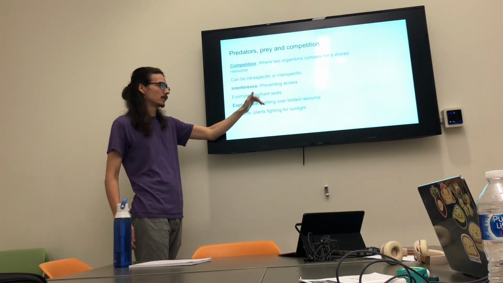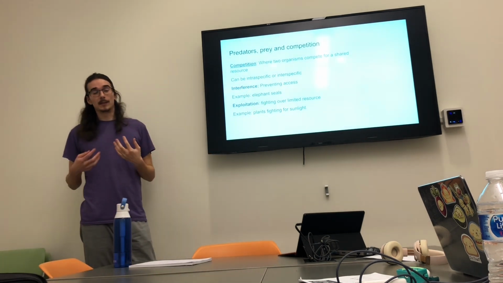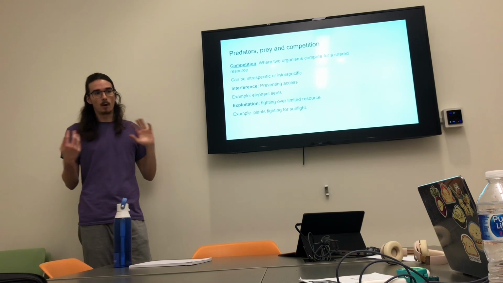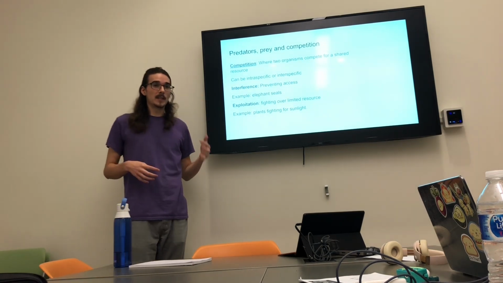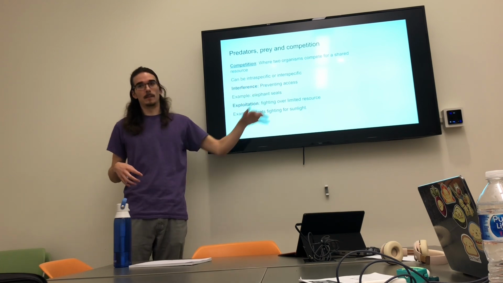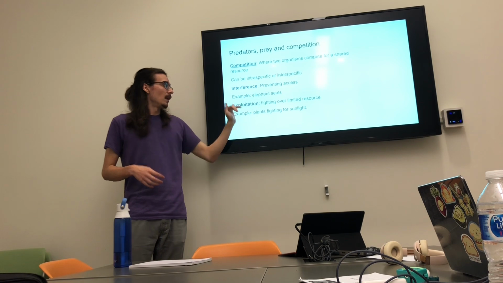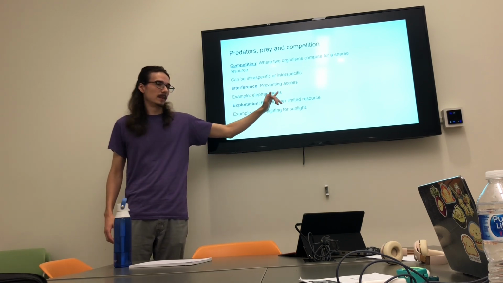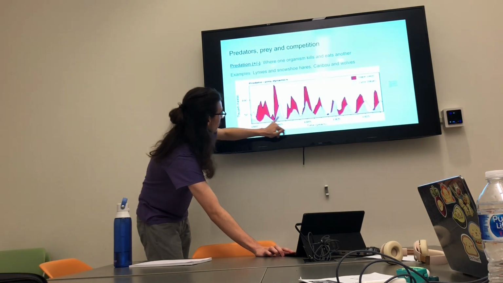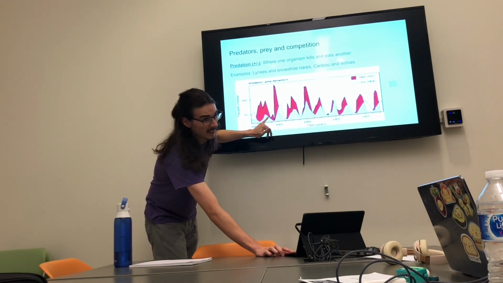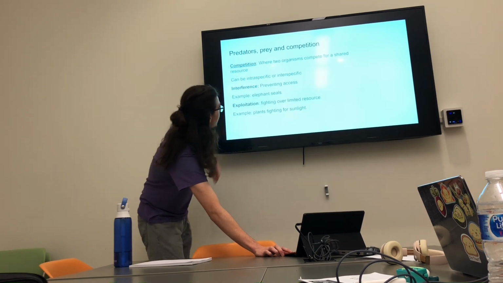But interference can be preventing access. A great example of this is elephant seals. They're harem breeders, so your top few males get all the females and everyone else gets none. The way they keep their harem is by fighting and preventing access. So the smaller males just don't get the chance because they're being interfered with. Exploitative is if we're fighting over the same limited resource. If we look back at our hare graph, if there's not a lot of rabbits, those lynx are going to have to fight each other for access to them so they can survive.